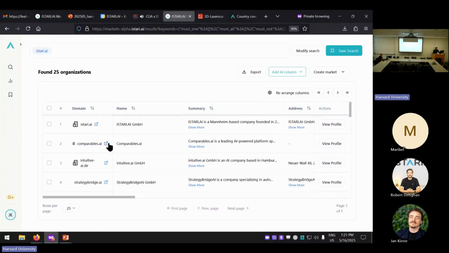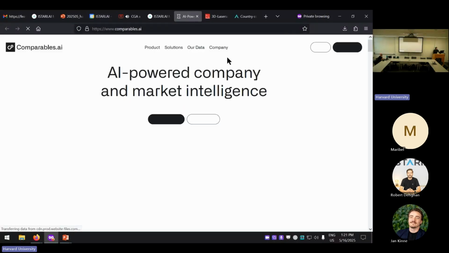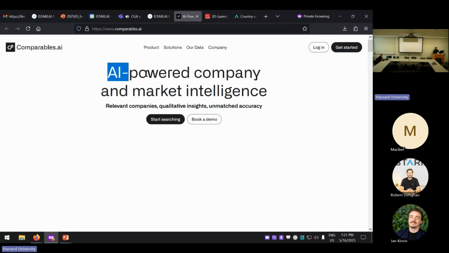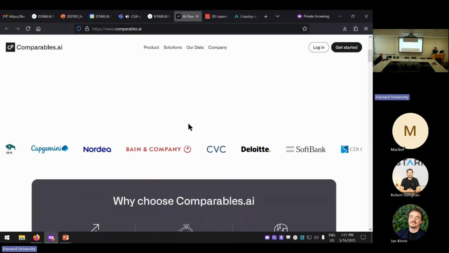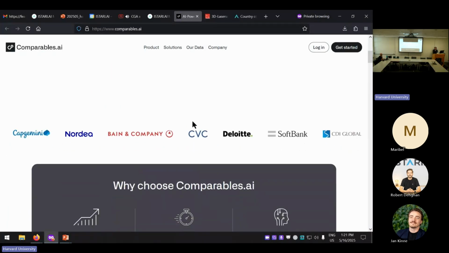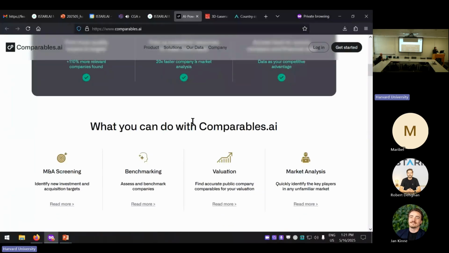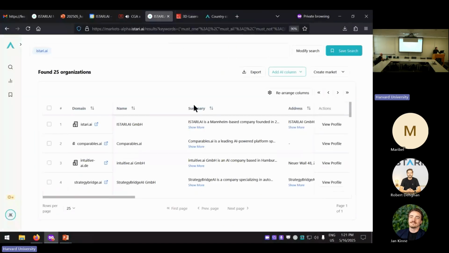Second one is Comparables AI. And we can have a look at their website. So you see they do AI-powered company and market intelligence. So it's very similar to what we do, right? I mean, we know them, and we know they have a somewhat different focus, but their approach is very similar to what we do. And they also have similar wording and stuff like that. So I just wanted to show you that you can basically use a reference company to find similar companies.